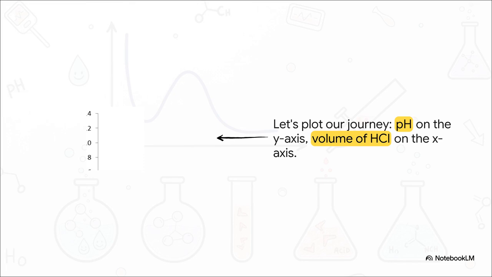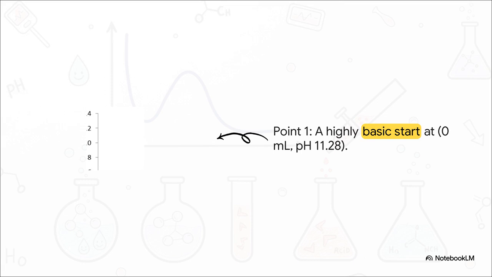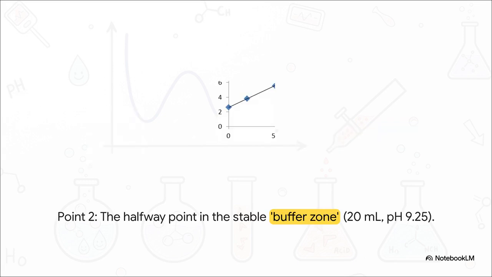Okay, here's our canvas. We've got the pH scale running up the side and the volume of acid we've added along the bottom. It's time to put our points on the map and see what shape starts to form. First up, point number 1. At 0 milliliters of acid, our pH was way up there at 11.28. This high starting point is our first big visual clue that we started with a base. Next, we move over to 20 milliliters, our halfway mark, and the pH has dropped to 9.25. See how this part of the graph is starting to look a little flatter? That's the visual proof of that stable buffer region we were talking about. The pH is really resisting change right here.